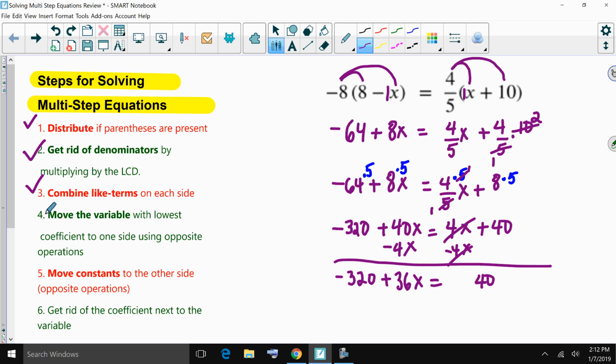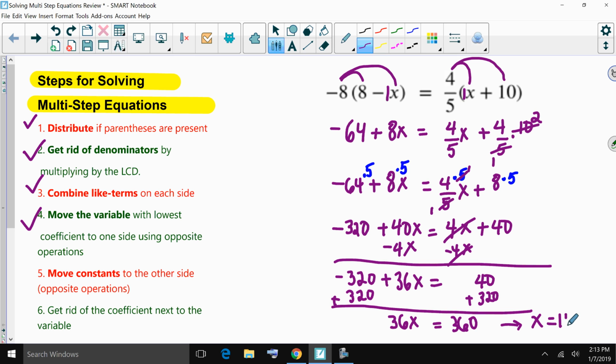Okay, so now I'm going to move constants to the other side. This constant over here, this number that doesn't have an x is bothering me, so I'm going to get rid of that. So I'm going to add 320 on both sides, and that way these ones cancel out. So 320 on this side as well. And that gives me 36x equals 360. And I know that you already kind of know that if I divide this side by 36 and this one by 36, I'm going to get x equals 10.